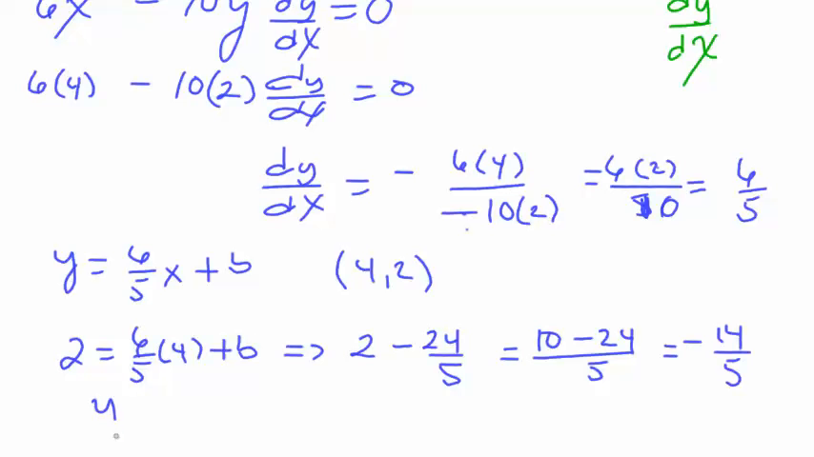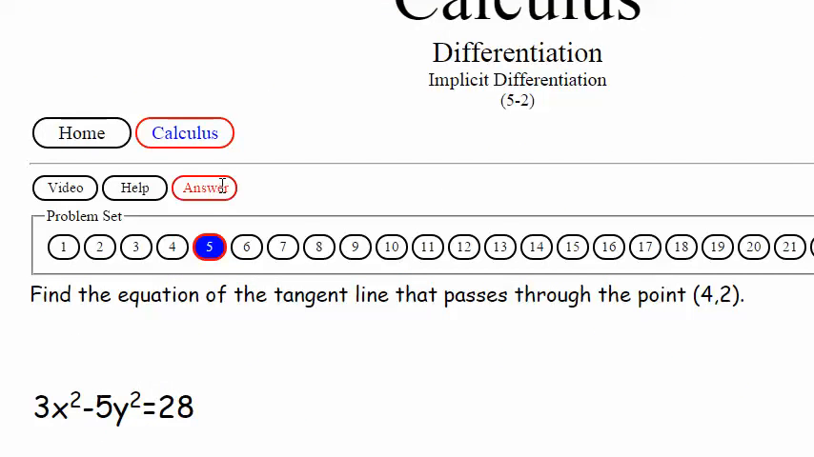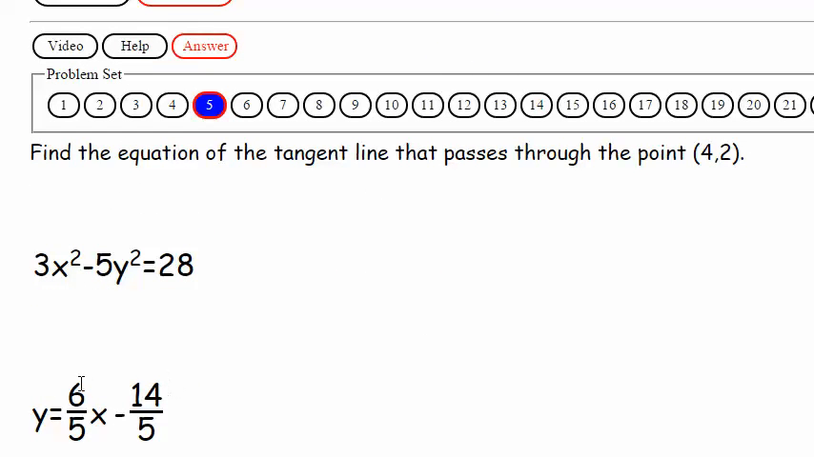So we'll write it one more time. y is equal to 6/5 x minus 14 over 5. So let's go over to the whiteboard. 6/5 x minus 14 over 5. Whew, I was holding my breath on that one. Alright, y is equal to 6/5 x minus 14 over 5.